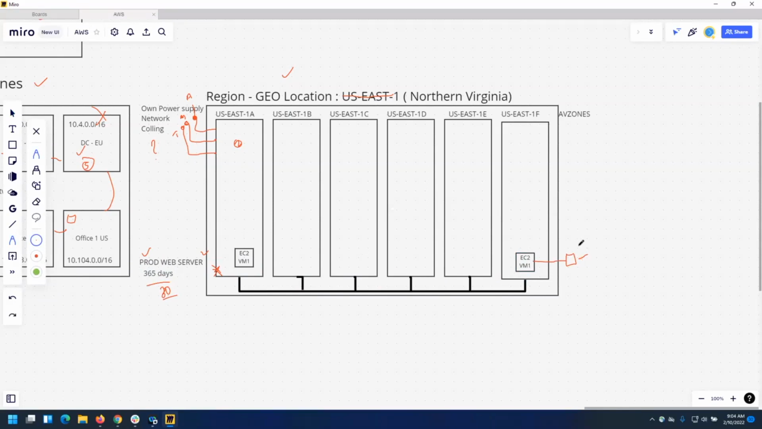So that is one reason behind having multiple zones, and each zone we call one independent building. It can be on the same street or on the extreme corners of the city.